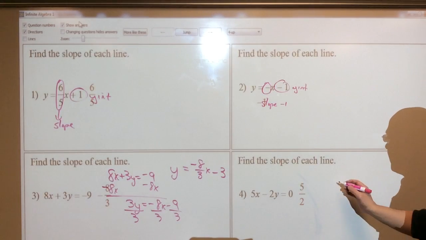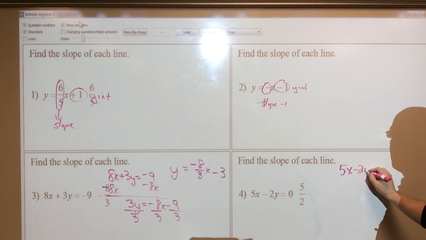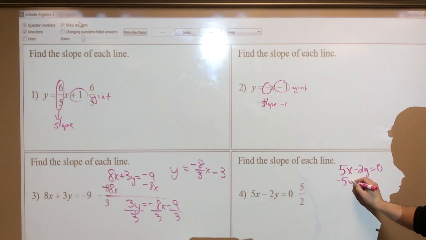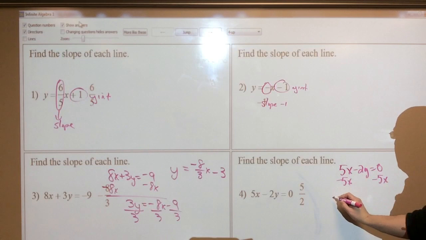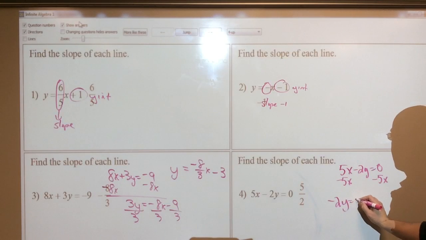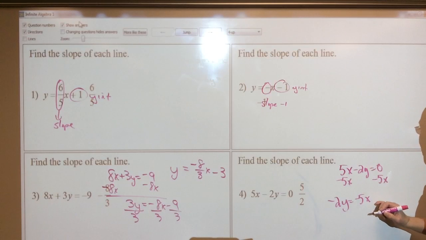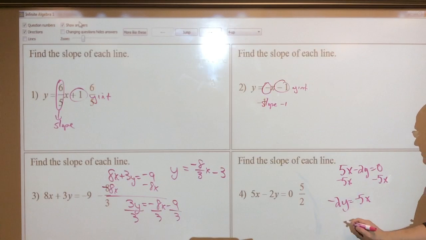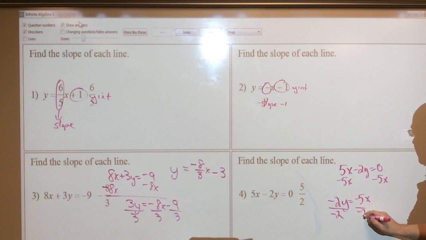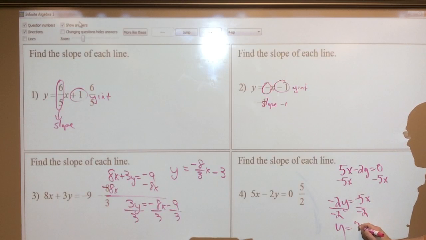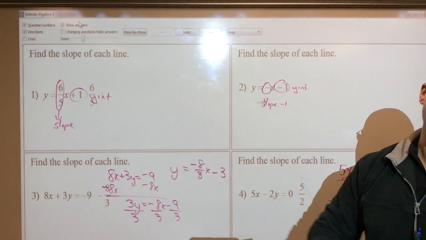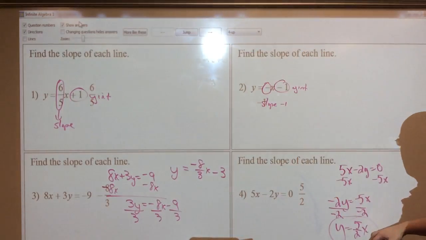I think it's 0. Let's see. So 5x minus 2y equals 0. Minus 5x, minus 5x. -2y equals -5x. Now it's plus 0, but I don't have to write that, right? Because we don't have to write a plus 0. Divide by -2. Y equals 5 over 2x. Now this is interesting. The slope is 5 over 2. The y-intercept is 0 because there is nothing over here. When you see nothing, you have to represent that by a number. And the number that best represents nothing is 0. Okay? So the y-intercept is 0.